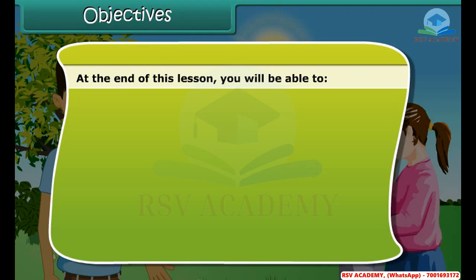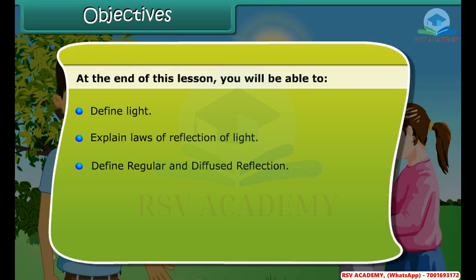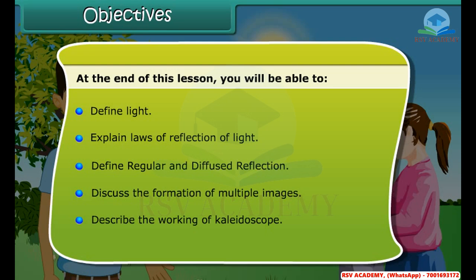At the end of this lesson, you'll be able to define light, explain laws of reflection of light, define regular and diffused reflection, discuss the formation of multiple images, describe the working of kaleidoscope, discuss dispersion of light.